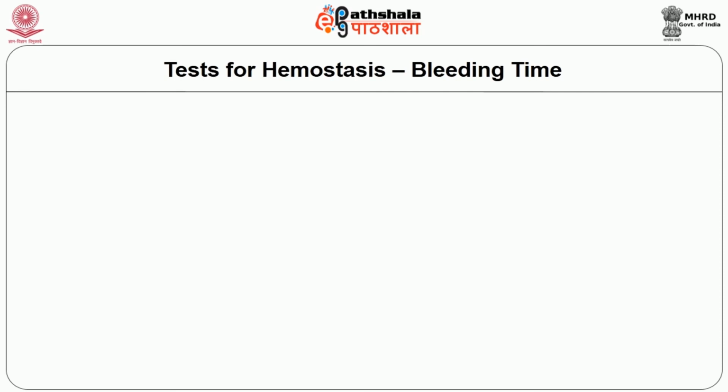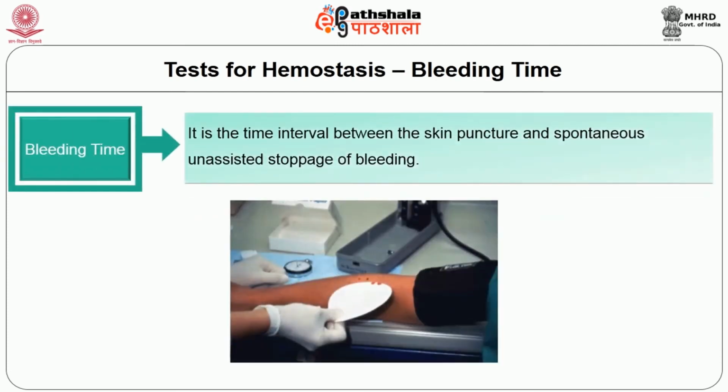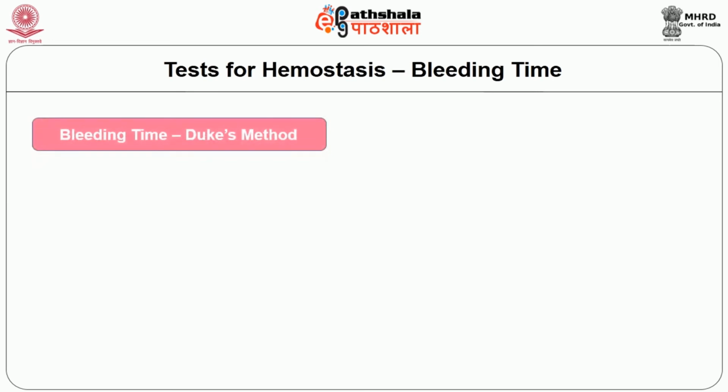Now, we will see the tests for hemostasis. We have two important parameters: one is the bleeding time and the other is the clotting time. First we will see the bleeding time. It is the time interval between the skin puncture and spontaneous unassisted stoppage of bleeding. This can be done by two methods. One is the Duke's method.